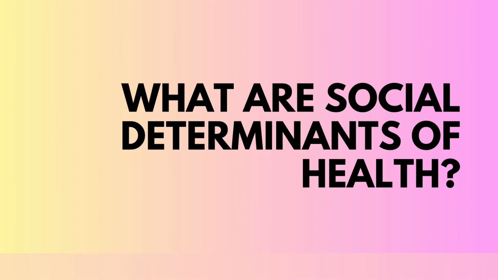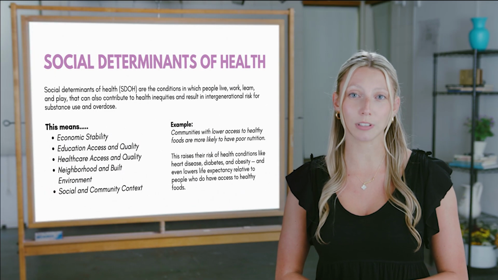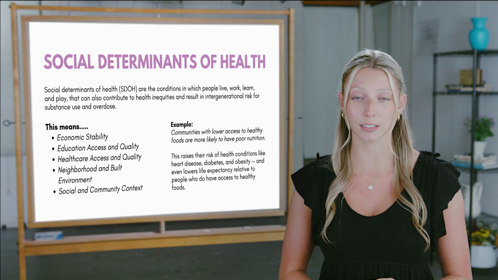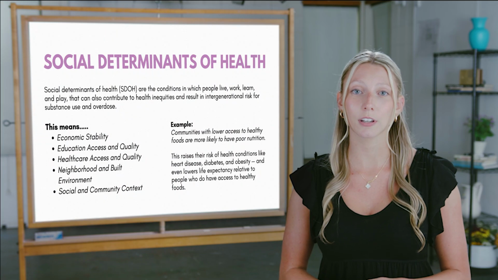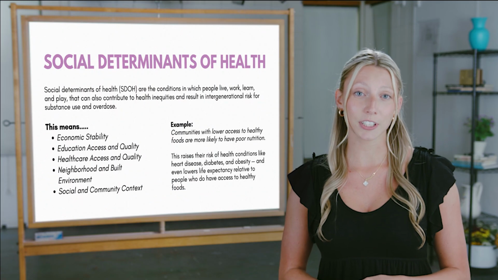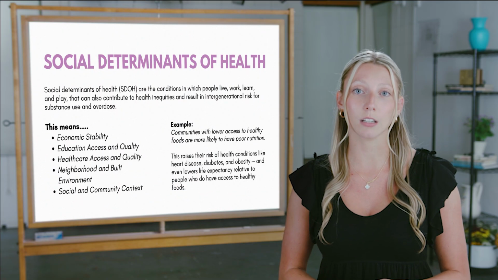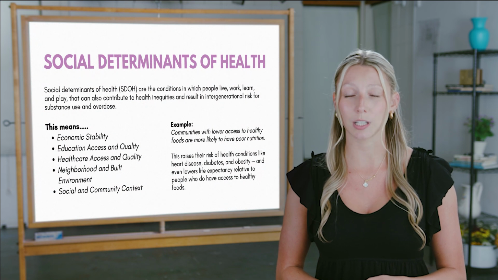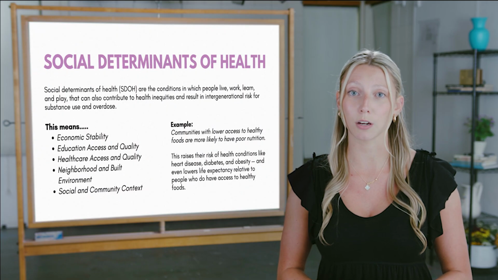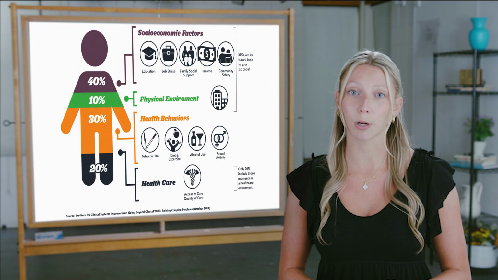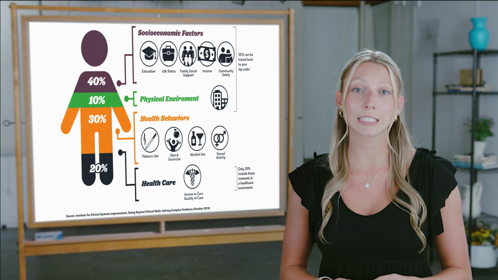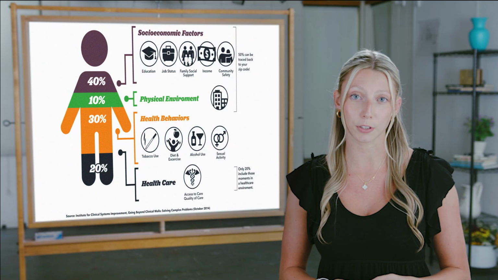What are social determinants of health? Because health disparities exist at the communal level, we must look towards the different conditions within our communities to better understand the root causes. Social determinants of health are the conditions in which people live, work, learn, and play. While adverse childhood experiences focus on how trauma on the individual can impact someone's risk for substance misuse, social determinants of health focus on the systemic causes for potential trauma or stressors that would serve as risk factors throughout their development. Social determinants of health can contribute to health inequities and result in intergenerational risk for substance use and overdose.